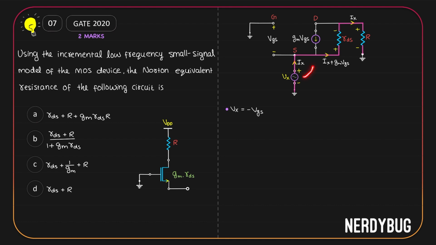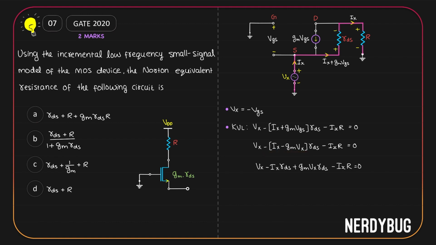Now, Vx is from negative to positive. Potential drop across RDS is from positive to negative. Potential drop across R is also from positive to negative. So we can write Vx minus (Ix plus GMVGS) multiplied by RDS minus IxR is equal to 0. Now, we know VGS is minus Vx. So over here, instead of VGS, let us write minus Vx. Let us open this bracket so that we get minus IxRDS plus GMVxRDS.